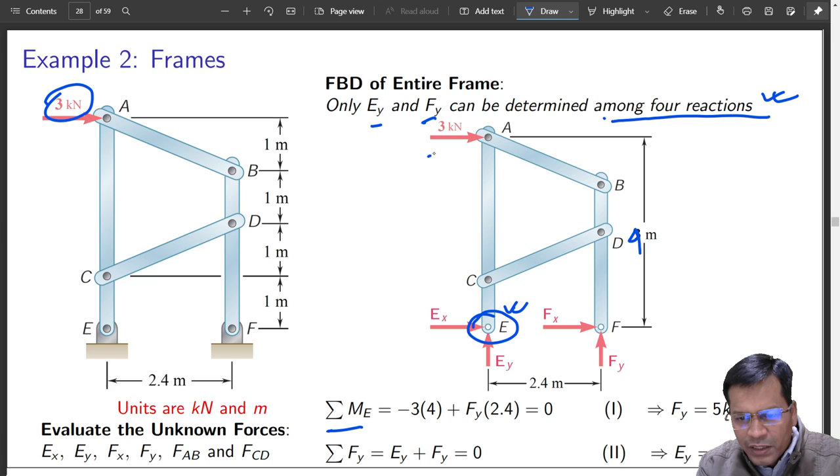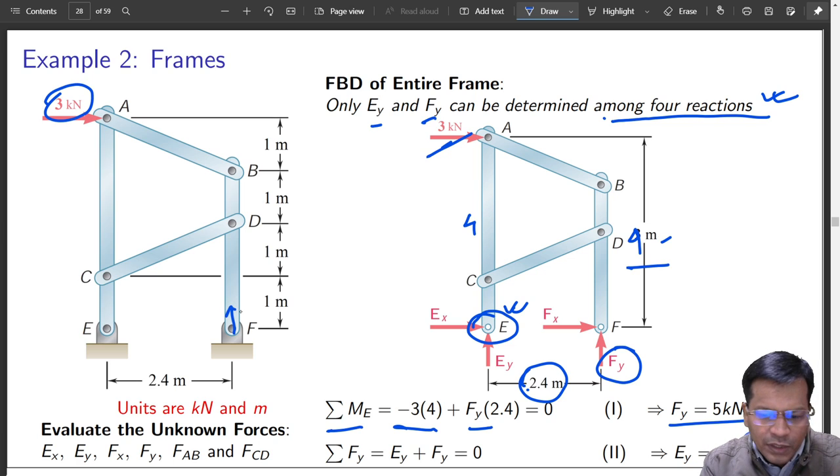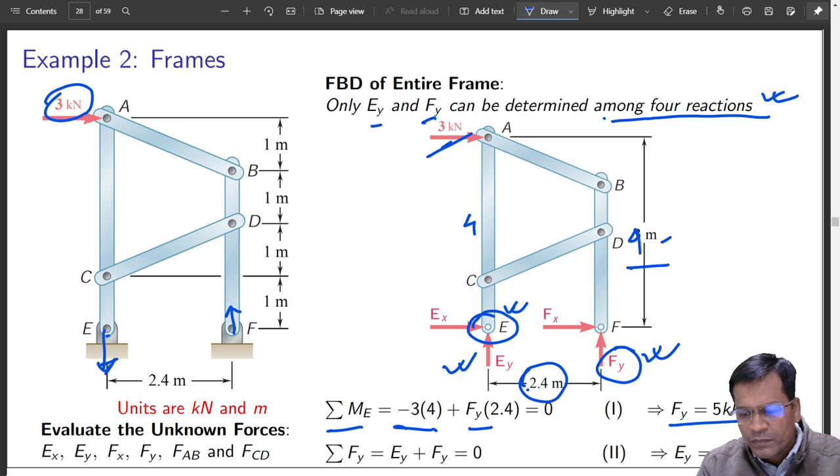That gives me 3 kilonewton. Forces are in kilonewton, distances are in meter. 3 into this distance, that is 4, and 2.4 is this distance into Fy. Is it correct? So Fy is obtained. If Fy is 5 kilonewton, Ey will also be the same, because there is no other vertical force acting on this frame. Both of them should be equal and opposite. Is it not? So that is why Y direction forces were easily doable. But I don't know how the loads are shared among Ex and Fx. So anyway, leave that, because it is not asked also, we'll move ahead.